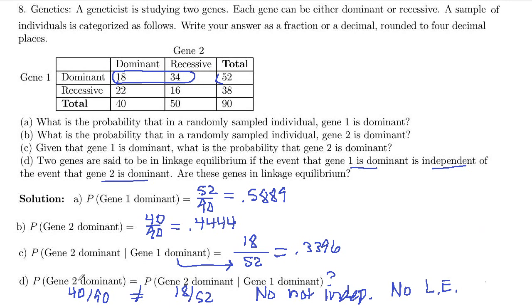Now if these two had turned out to be the same, the 0.44 and the 0.3396, then they would be in linkage equilibrium. Now again, we could have done gene 1 and gene 1 given gene 2. It's just you want the first event to agree here. And you want to check and see if those are equal.